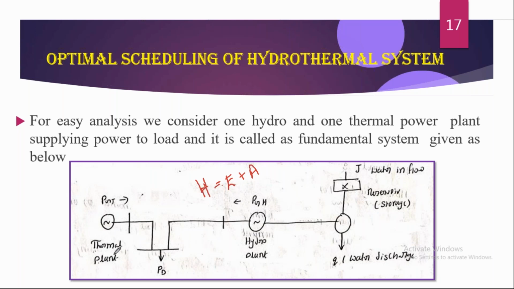But in the case of a thermal power plant, if we spend more cost, then we can buy the fuel, no problem. But in the case of a hydro power plant, we have to consider these two parameters: one is how much water we have to use for electricity generation, and how much water we have to spend for agriculture purposes.